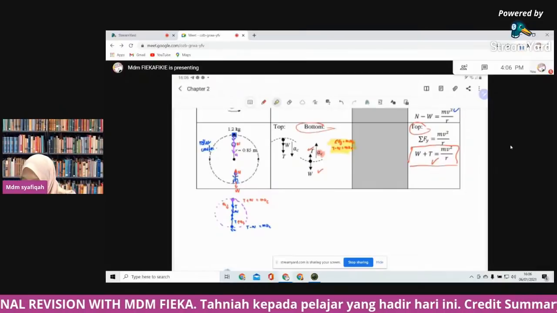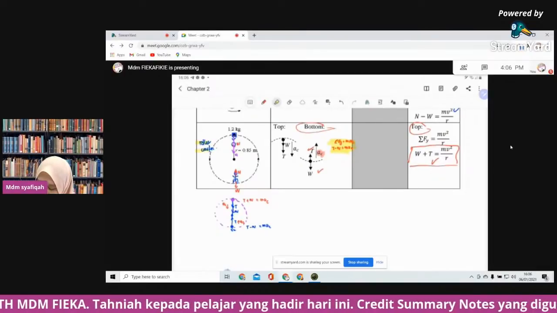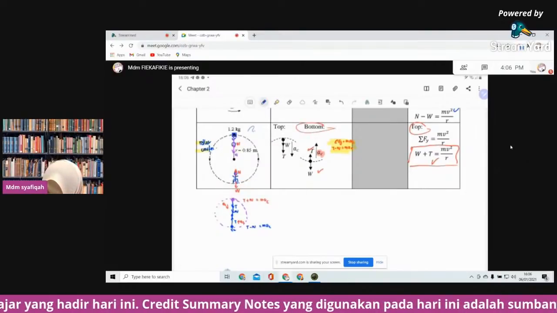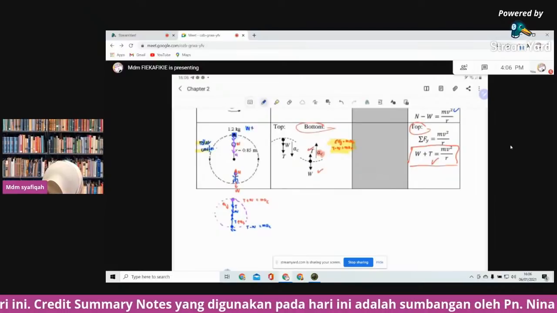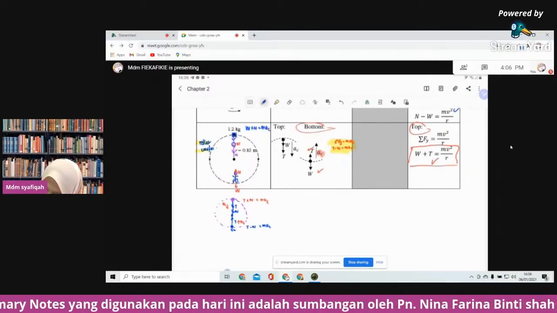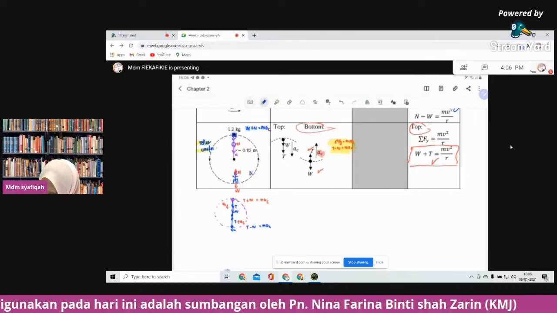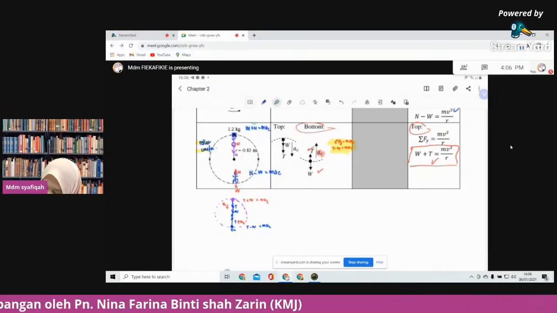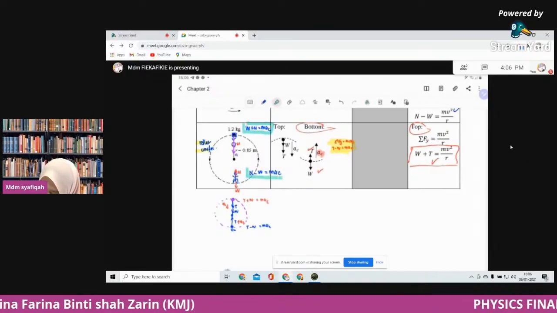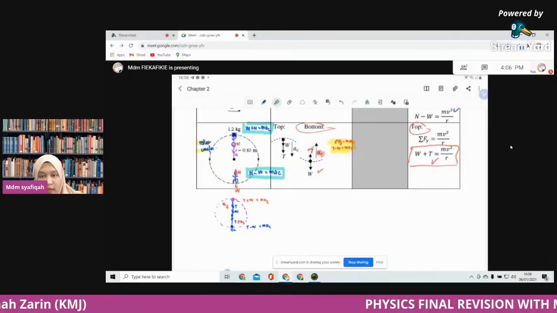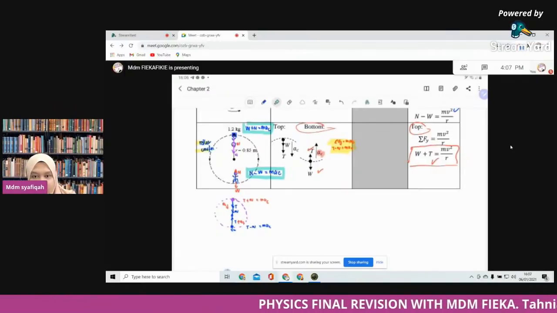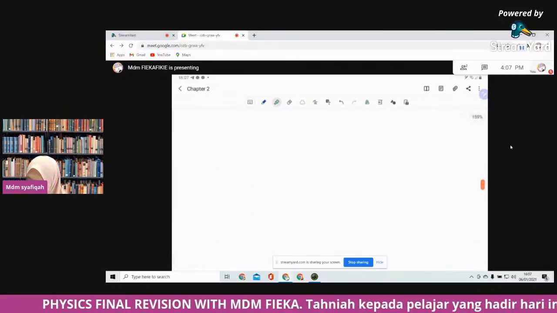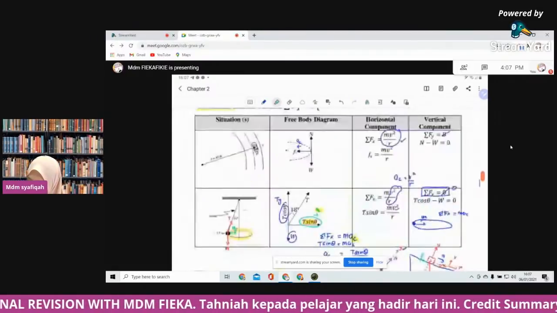Okay, so ini adalah roller coaster. So at the top we have W plus N equal to MAC. Here we have N minus W equal to MAC. Okay, this one. Boleh? Okay. Equation tu jangan tersilap. Tambah ke tolak? Atas ke bawah? Okay.